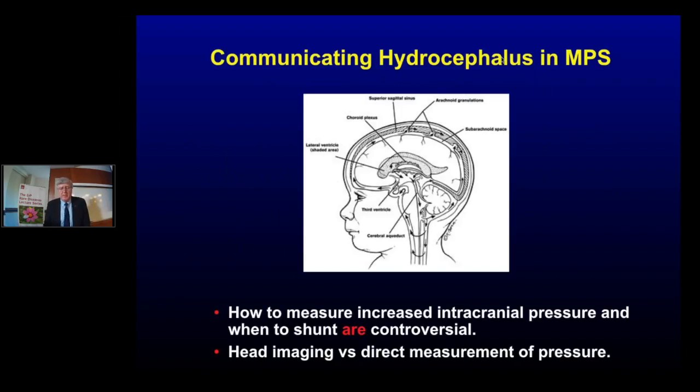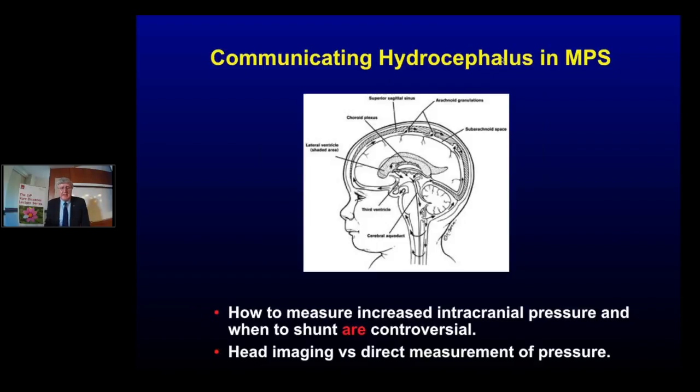As we all know, fluid is made along the walls of the ventricle, flows through the third and fourth ventricle, typically comes up over the top of the convexity and gets reabsorbed in the arachnoid granulation. It's believed that this reabsorption is not working properly in the MPS patients who have it, typically MPS 1 and 2, 6, and 7. And one of the challenges is how to determine that.